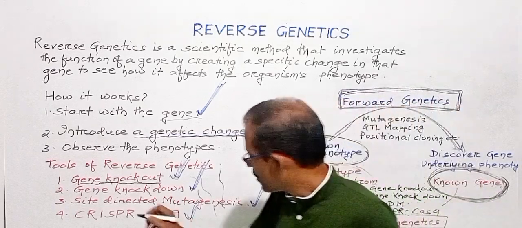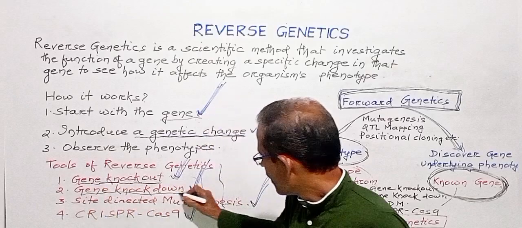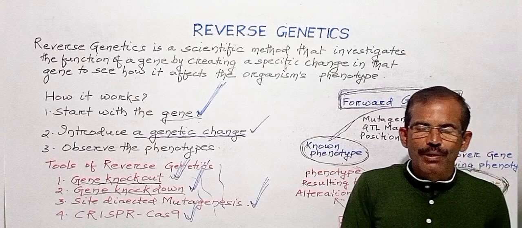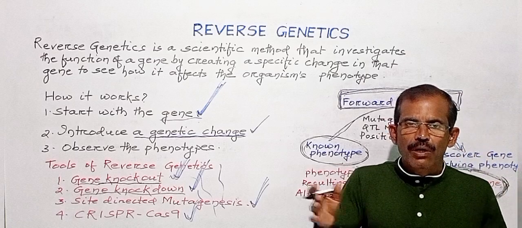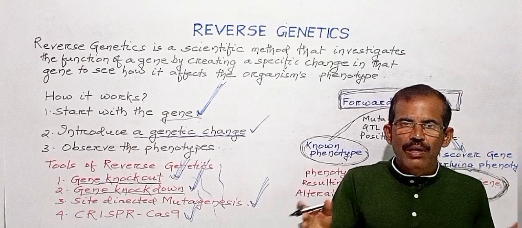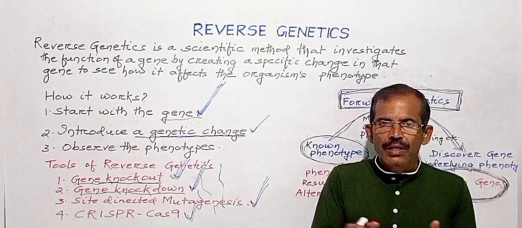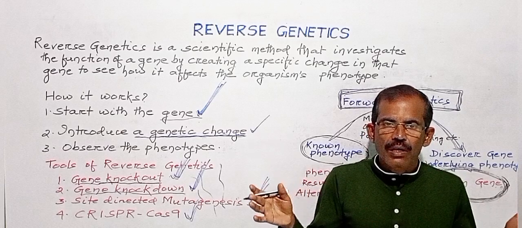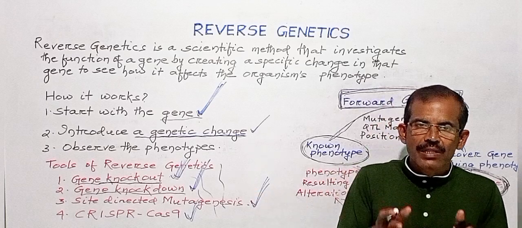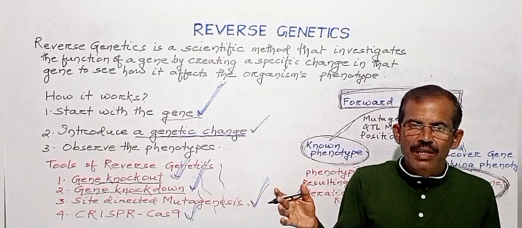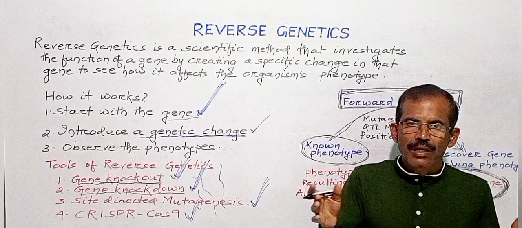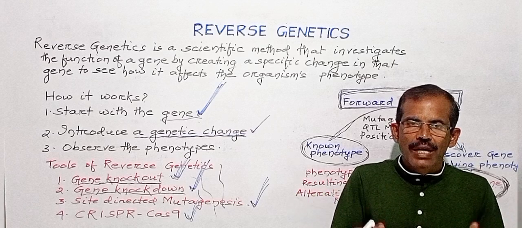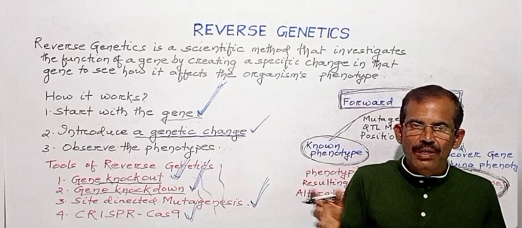Second one is gene knockdown. It is the process of reducing the expression of a gene. Genes can be knocked down by RNA interference. RNA interference is a method that uses small interfering RNA to guide a cellular complex to degrade specific mRNA, preventing its translation and reducing the expression of the particular gene.